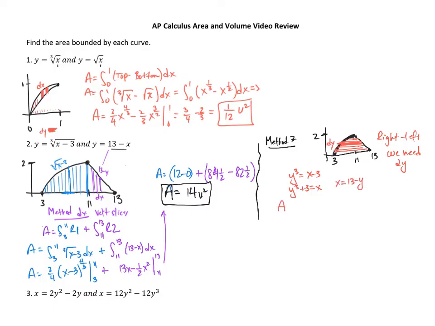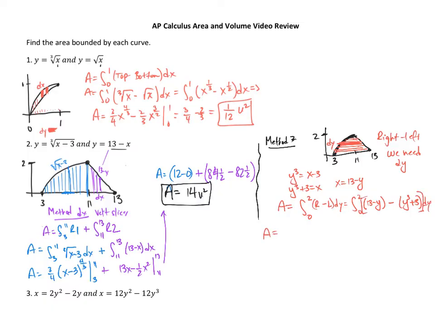So now the area is going to be the integral from 0 all the way up to 2, and remember I'm doing this as dy's, and it's going to be the right minus the left dy. So this is going to be 0 to 2. And this will be, the right curve is the 13 minus y. The left curve is going to be y cubed plus 3 dy.